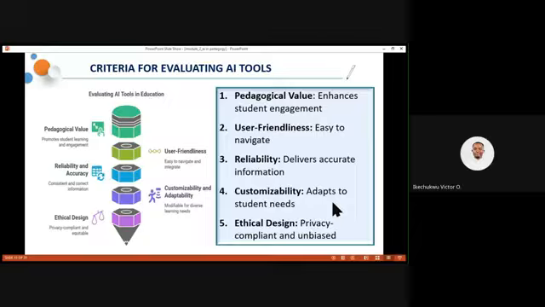And then ethical design. Ensure it's privacy compliant. It has regulations related to data protection, because every interaction you have with that AI tool, you are feeding it with data from yourself, right? When you say something to it, it learns from every interaction it has with you. And when it learns from that interaction, your data or whatever you have inputted into it might not be safe. So ensure that it has regulations related to data protection and privacy protection as well.